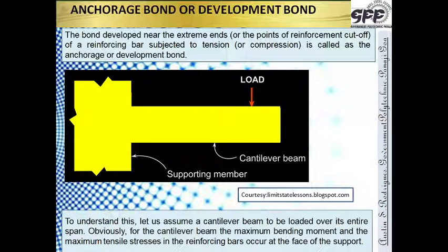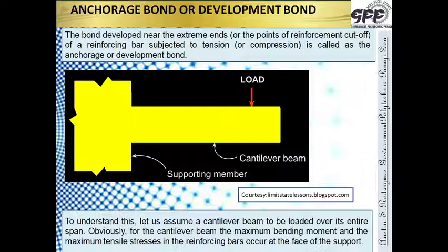Now this was all about the flexural bond or the local bond. Now there is something called anchorage bond or development bond. What is this anchorage bond? It is the bond developed near the extreme ends or the points of reinforcement cutoff where the reinforcement is no longer required, wherever the reinforcement is subject to tension or compression. So when we are designing a simply supported beam, at the midspan the bending moment is maximum.